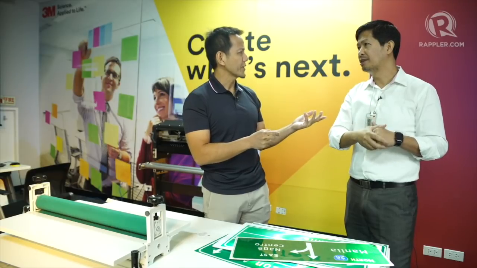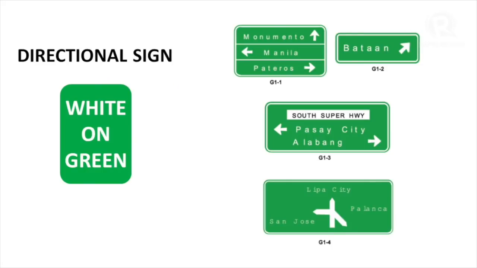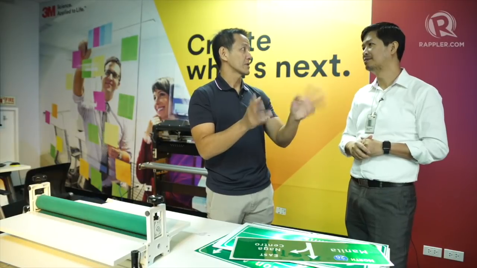So we have green for wayfinding signs or street names. From afar, when you see green, you would immediately see that it's a road sign, a street name coming up. Right. I think that's what they call directional signs. Directional signs. Yes. In the DPWH manual. Okay, so that's white font on green background.